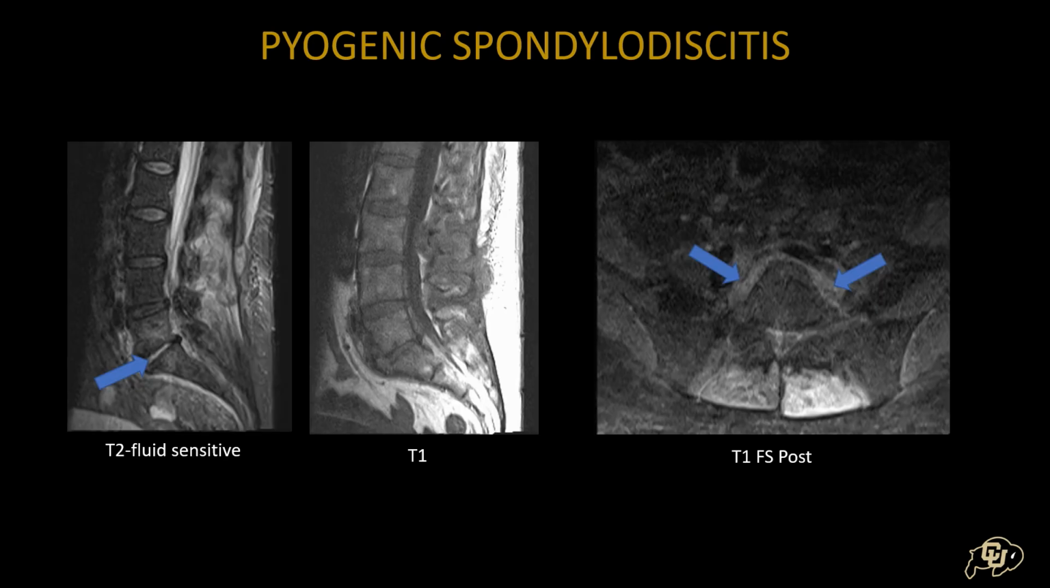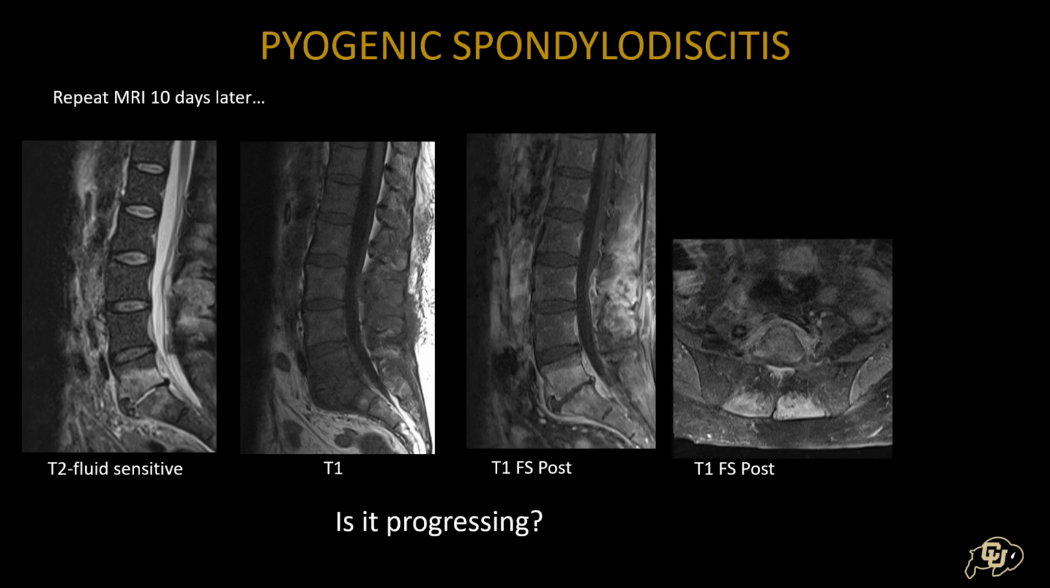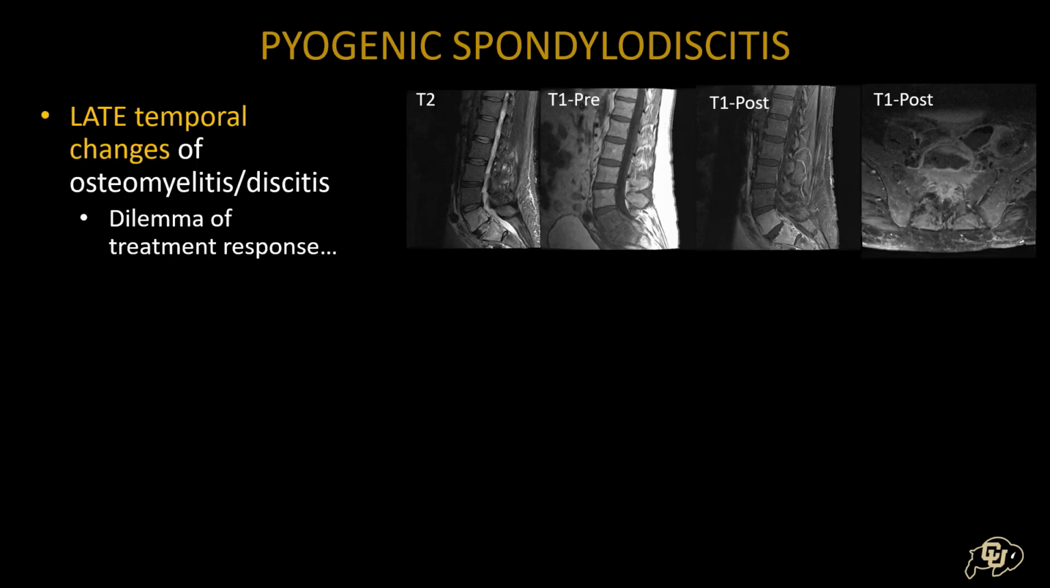So let's go back to our question case here. This patient did come back for a repeat MRI 10 days later, and everything's much more clear now. We've got more bone marrow edema, more low T1 signal. Now we've got enhancement both in the bone and in the epidural space as well, and we can see that paraspinal edema a little bit more easily as well.